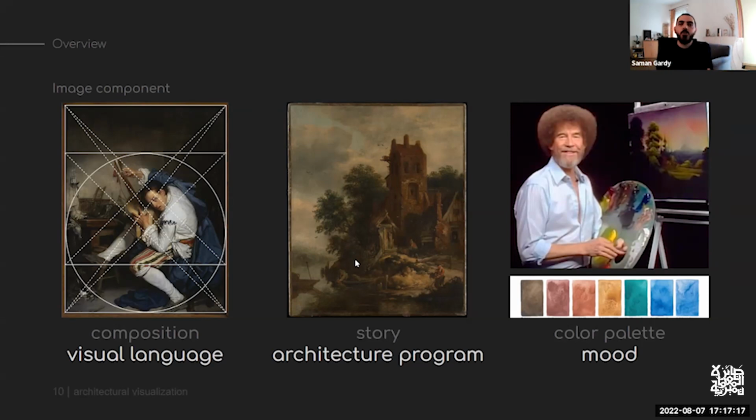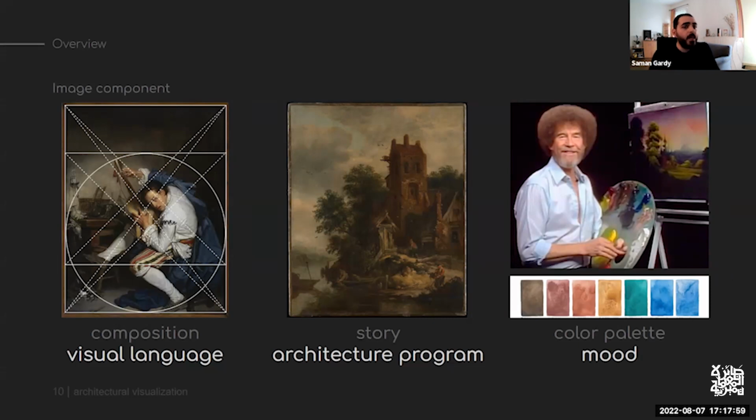But secondly, the story. When it comes to architecture visualization, the story reflects the architecture program. Whether you have a museum, or a residential tower, or a shopping mall, the story you are creating in your image should reflect this architecture program, because nowadays architects are also the program makers, so they decide what's the program inside this building.